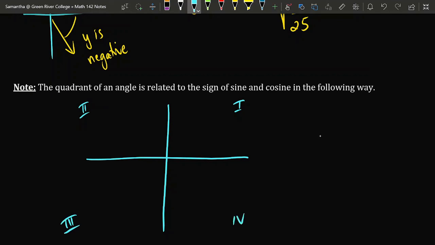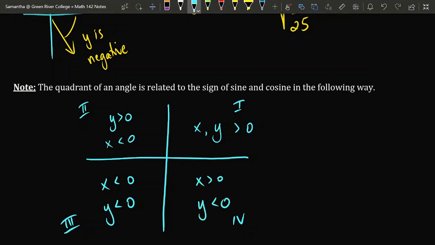In quadrant number 1, x and y, sine and cosine are both greater than 0. In quadrant number 2, you're still above the x-axis, so the y is still positive. But this time you're on the left side, so the x is negative. In quad 3, all your cosines will be negative and all your sines will be negative. And in quadrant number 4, all your cosines will be positive, but your sines will be negative.